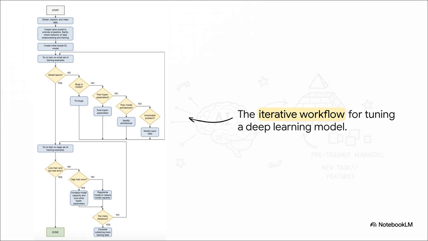And this flowchart here, it visualizes that entire process perfectly. It's not a straight line. It is an iterative loop. You build something, you test it, you check for bugs, you scale up, you check for overfitting, you regularize, and then you do it all over again. This systematic workflow is really what separates the amateur attempts from the professional, state-of-the-art results.